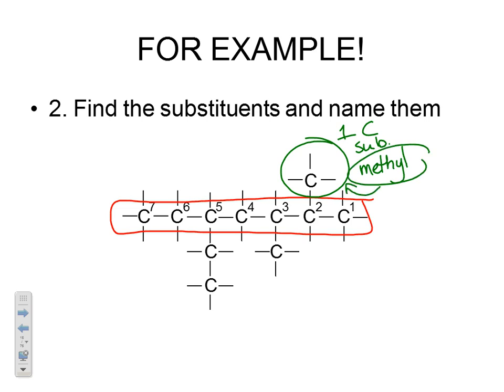And then looking on the bottom, we also have this. This is a substituent. Again, this is 1 carbon, it's a substituent, so this is also a methyl group.